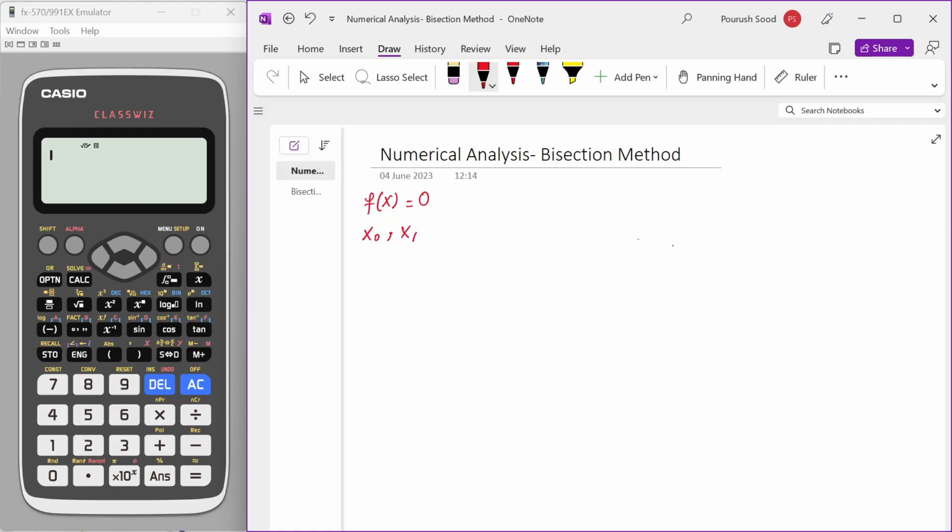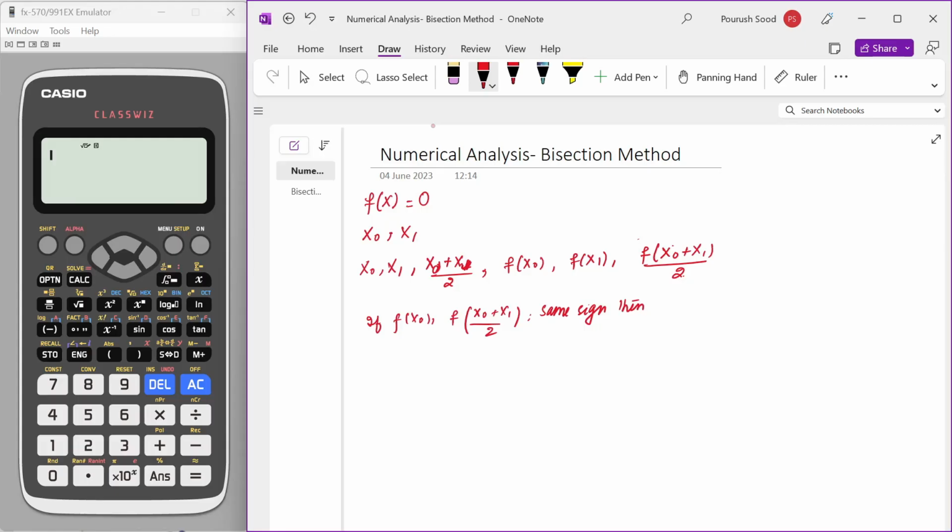So what we need to calculate: x0 and x1 we already know. We also calculate (x0 plus x1) by 2, and we calculate f of x0, f of x1, and f of (x0 plus x1) by 2. Now, if f of x0 and f of (x0 plus x1) by 2 have the same sign, then x0 for the next iteration becomes (x0 plus x1) by 2, else x1 becomes (x0 plus x1) by 2 for the next iteration. And we continue this until we reach the termination condition, whatever that is, maybe up to certain decimal places or a certain error.